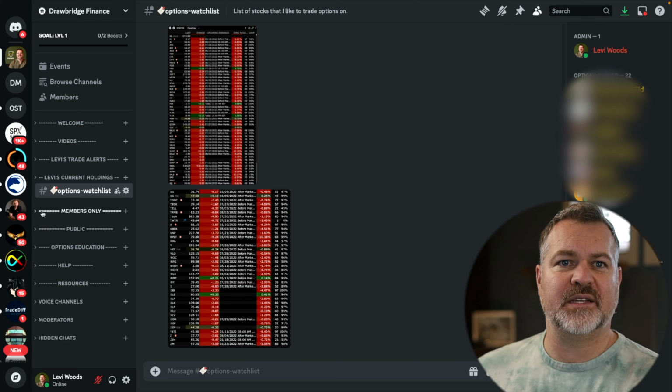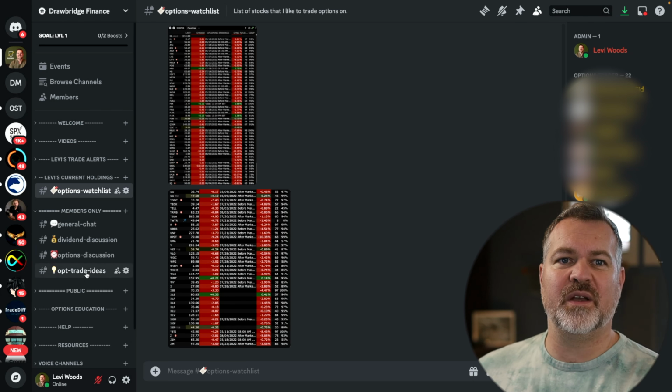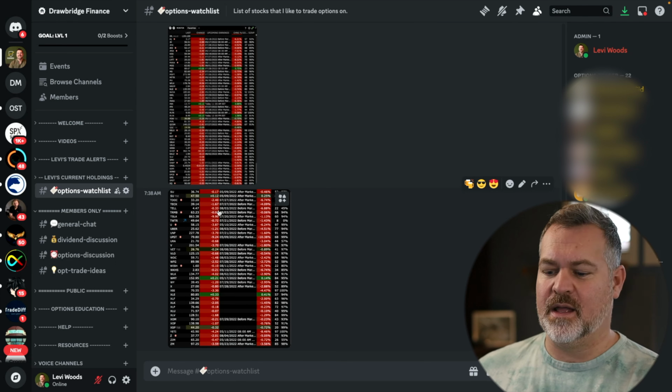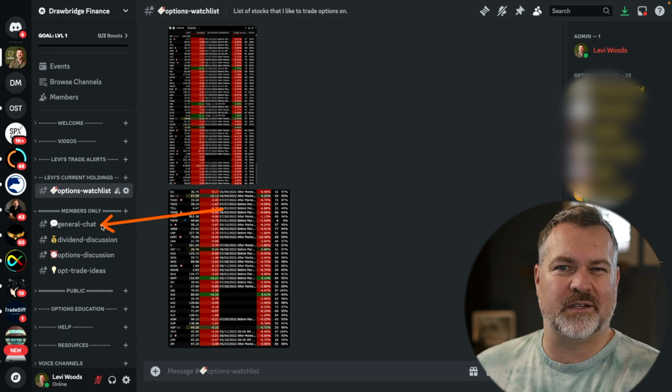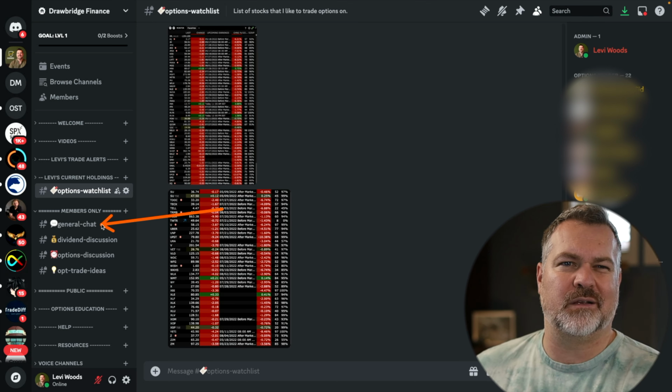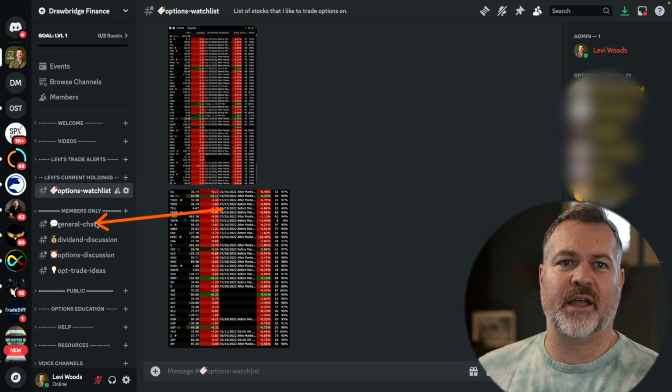Now, the next area is going to be the members area. This is going to be your most important area. The members general chat is going to be just about anything, spreadsheets, if you've got like a stock you're interested in, if you have a general question, but we don't talk about options in this area.